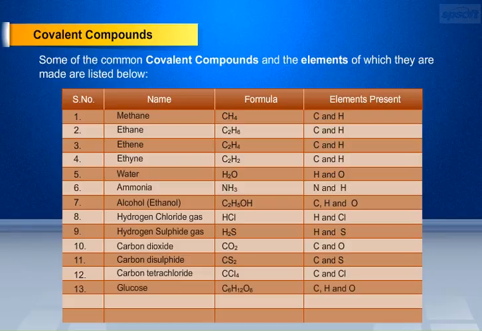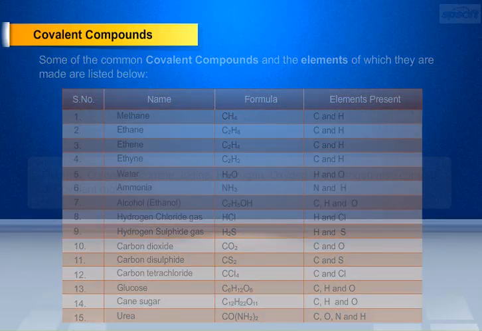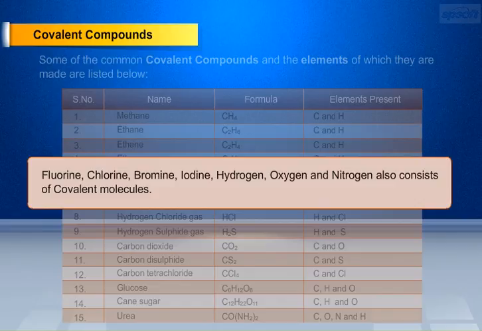Formula of glucose is C6H12O6, and elements present in it are carbon, hydrogen, and oxygen. Formula of cane sugar is C12H22O11, and elements present in it are carbon, hydrogen, and oxygen. Formula of urea is CON2H4, and elements present in it are carbon, nitrogen, hydrogen, and oxygen. Apart from the above-mentioned compounds, fluorine, chlorine, bromine, iodine, hydrogen, oxygen, and nitrogen also consist of covalent molecules.